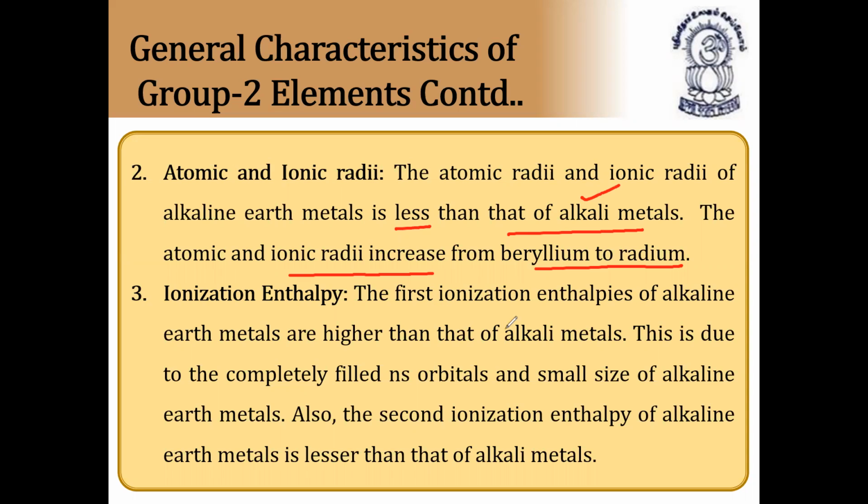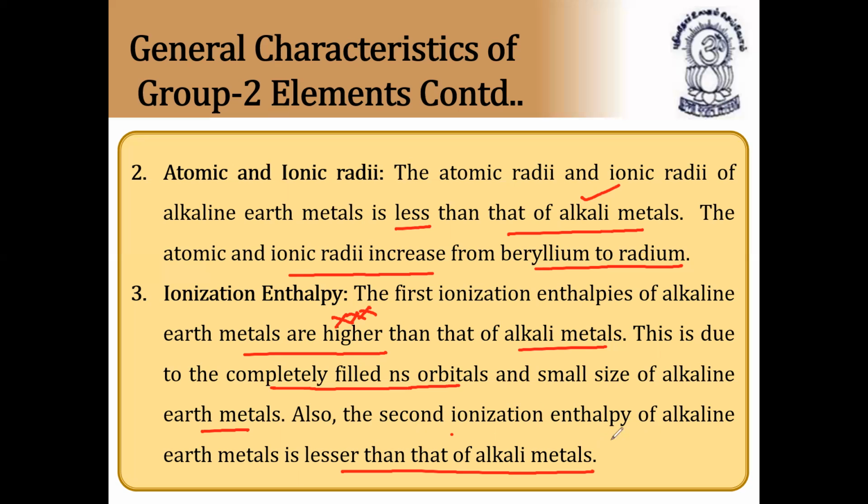The first ionization enthalpies of alkaline earth metals are higher. As I told you, it is a very important point. They are much higher than those of alkali metals. This is due to the completely filled ns orbitals, because ns2 means completely filled ns orbitals, and the small size of alkaline earth metals. Also, the second ionization enthalpy of alkaline earth metals is lesser than that of alkali metals. Why? The second ionization enthalpy means removing the second electron.